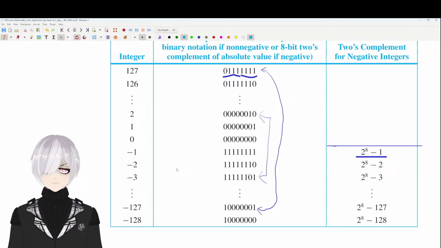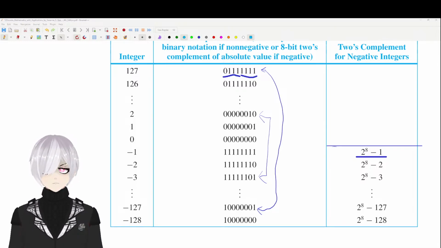So to find the binary in this way of representing integers, if we have a non-negative integer, we can just represent it as usual in binary notation using 8 bits. If we have a negative number, we find the 2's complement of its absolute value, and that's going to be its binary representation.